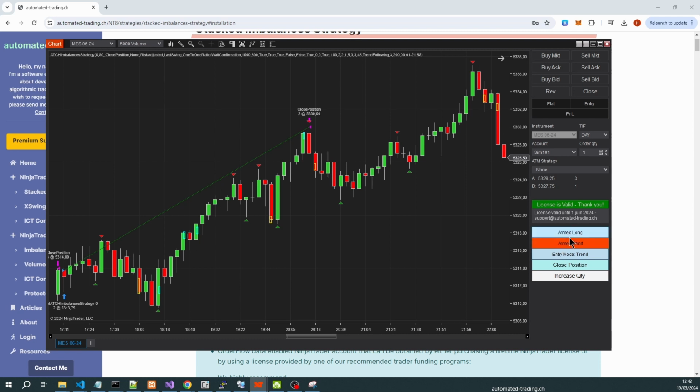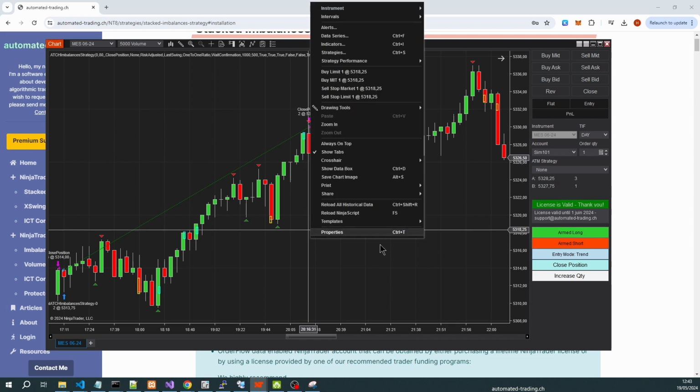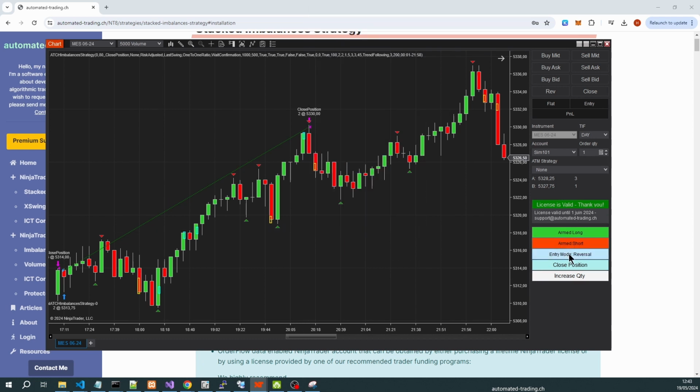Okay, so here also you can change the entry mode. If you click here, you can switch between the modes live. For example, if you see that the market is ranging and you decide that whenever you see a buy stacked imbalance, you want to go short, and whenever you see a sell stacked imbalance, you're going to go long, then you can set the entry mode to reversal, or you can specify it as trend because you see that the market is trending.